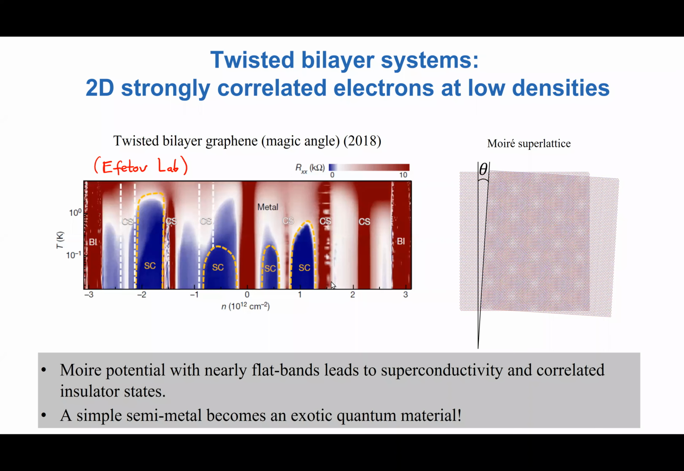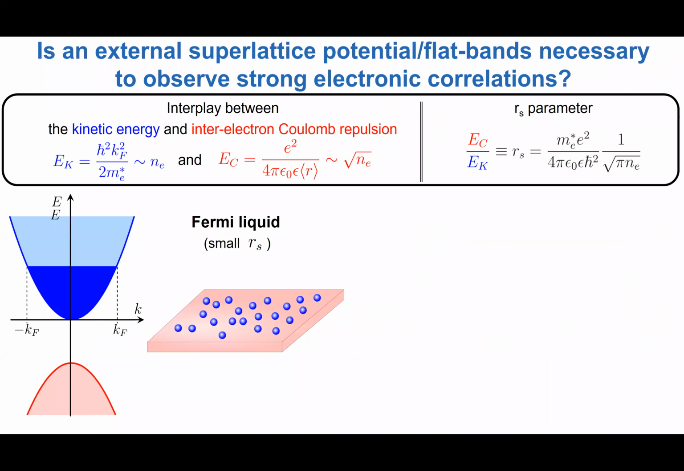Once you combine them with a small angle, you get something extremely exotic: as you change the charge density, you can take it from a band insulator to a correlated insulator to a superconductor and so on. All within the same material, just by changing the applied gate voltage. This has really captured the imagination of the condensed matter physics community over the last 3 years since Pablo Jarillo-Herrero at MIT first demonstrated this effect. One question that we have been interested in is whether such twists and superlattice potentials are really necessary to observe the effects of strong electronic correlations.